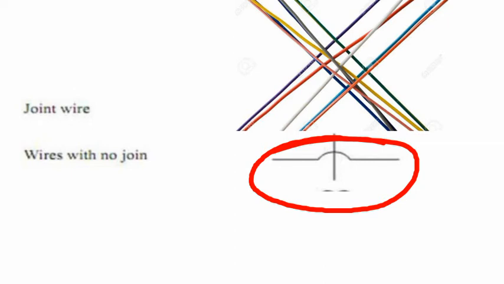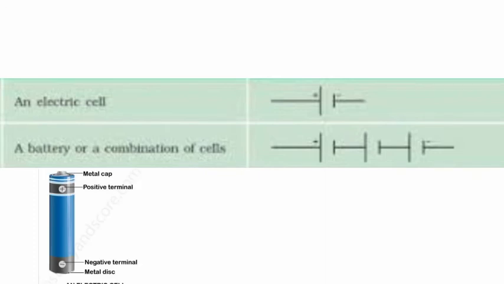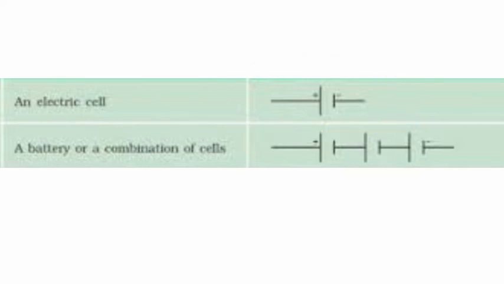Then another one we normally use in an electric circuit is the cell. A cell is represented with two parallel lines, one longer and the other shorter. The longer one represents the positive terminal of that cell and the shorter one represents the negative terminal. The next one is the battery.